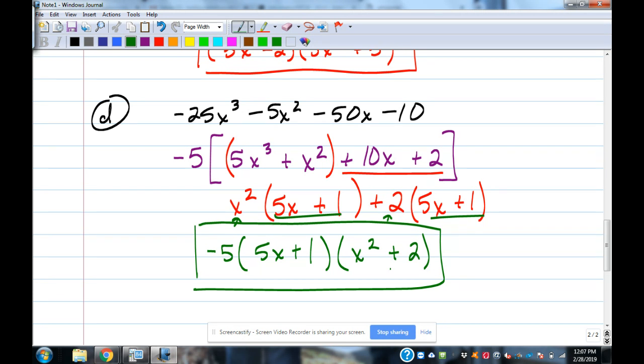Okay, so I've got some practice here. I've got the answer key already posted here.